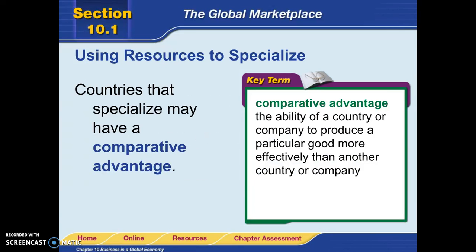Now, when it comes to specialization, resources are needed, and any country that is going to specialize will most likely have a comparative advantage. A comparative advantage, a concept that we will cover in more detail, is the ability of a country to produce a particular good more effectively than any other country or company. It is very similar to a competitive advantage, where you provide a good or service that is better than any of your competitors or anybody else who produces that good or service, making you top of the line.